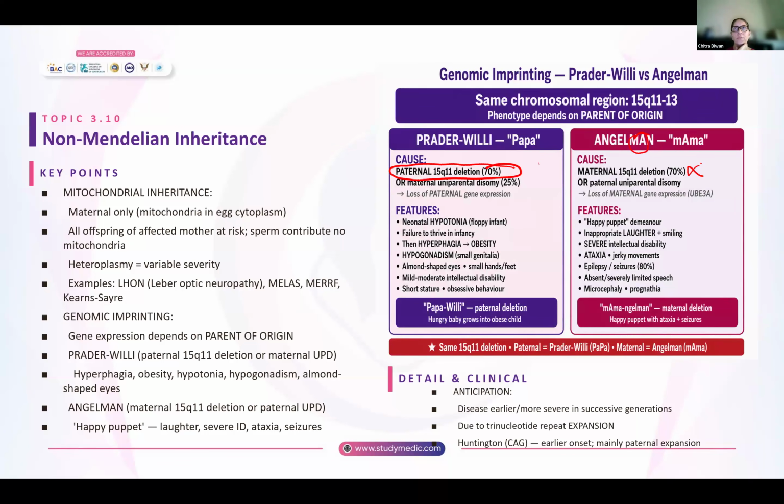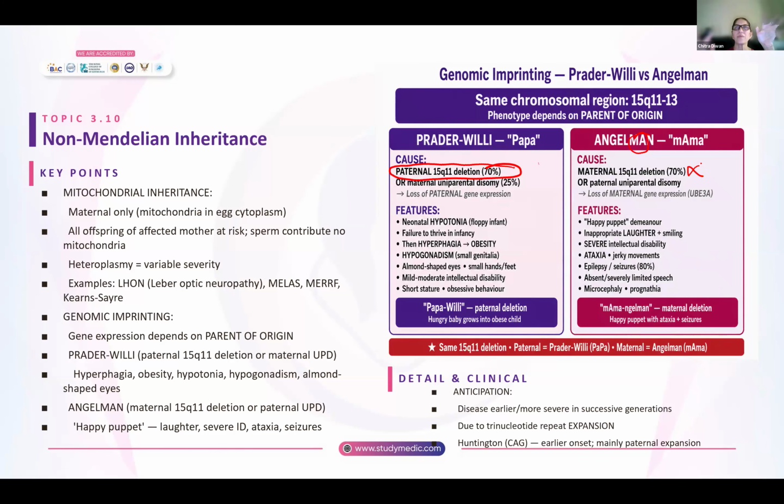Now, what are the features? In Prader-Willi, you get a floppy infant, because there is severe hypotonia, they do not thrive in infancy, but as they grow up, they develop hyperphagia, so they develop obesity. The gonads are very small. There is hypogonadism leading to infertility. They have almond-shaped eyes, small hands and feet. Intellectual disability is there, though not very severe. It is mild to moderate intellectual disability. There is short stature and obsessive behavior.